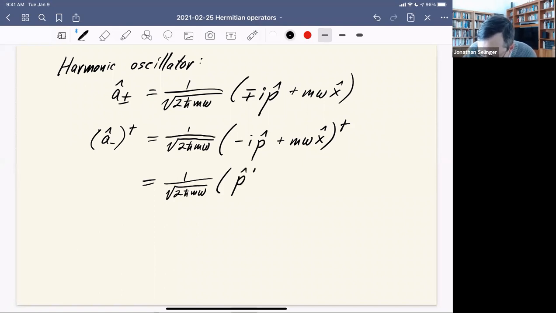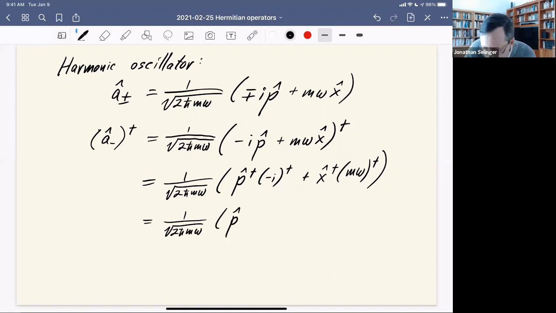So here it's the Hermitian conjugate of P times the Hermitian conjugate of negative I, plus the Hermitian conjugate of X and the Hermitian conjugate of m omega. Okay. Well, the Hermitian conjugate of P is just P. The Hermitian conjugate of negative I is positive I.